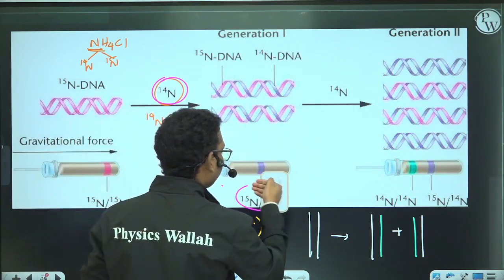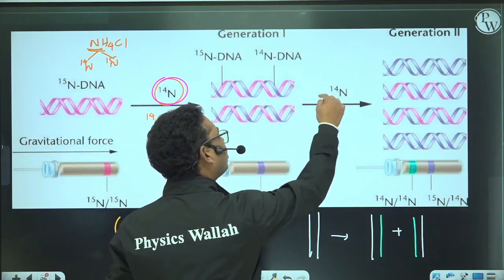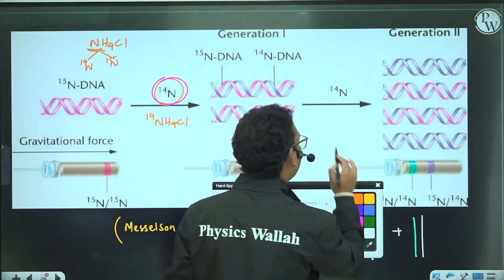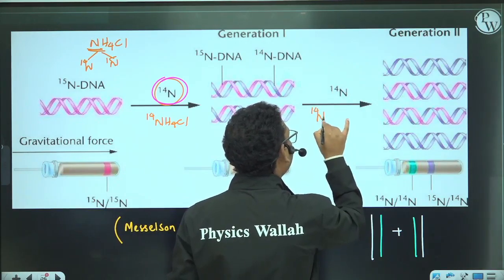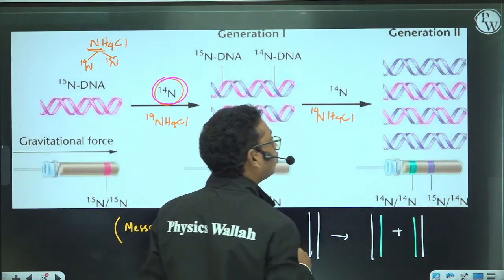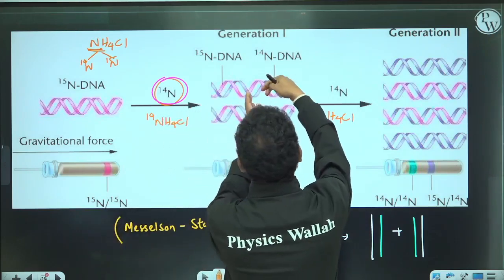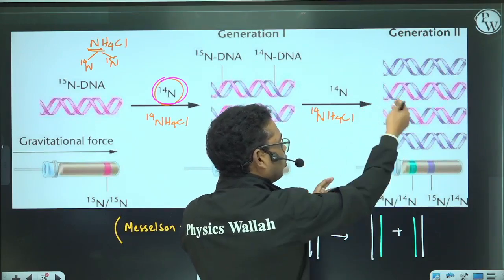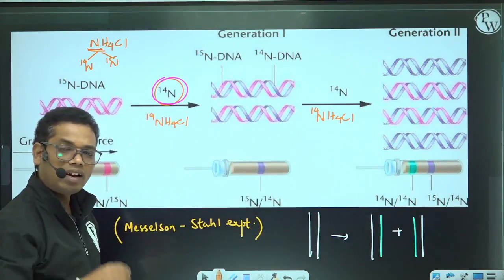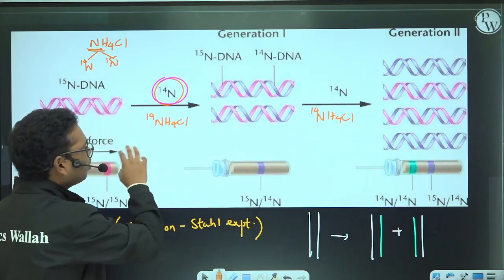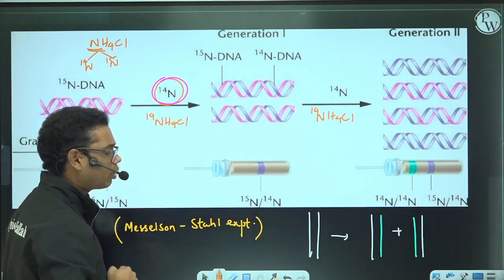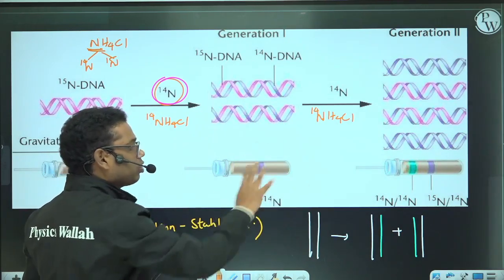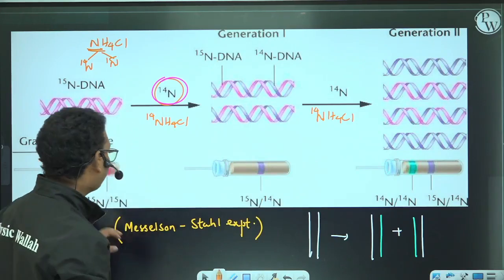In the next step, they allowed the same bacteria to grow in the N14 medium. That means they provided nitrogen in the form of N14H4Cl. Then the DNA strands will separate from each other, and the DNA which will be synthesized will have N14. Every time they cultured the bacteria, they took some bacteria and performed centrifugation, and after centrifugation they obtained this result.